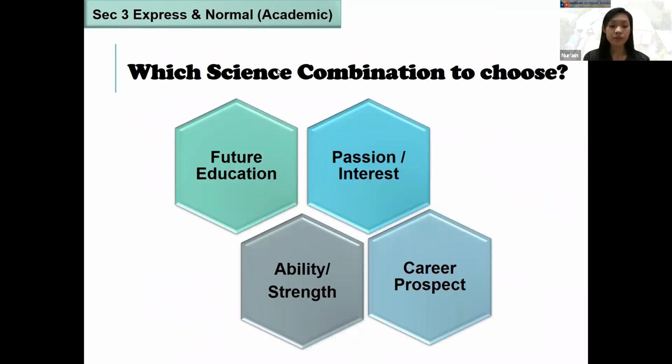It is important to consider both attitude and aptitude when deciding on which science combination to choose. Students will also need to assess themselves in terms of the performance and confidence level in the science subject. They will also need to think about what they would like to take after they graduated from secondary school. So what's their aspiration, and look into what are the post-secondary education requirements.